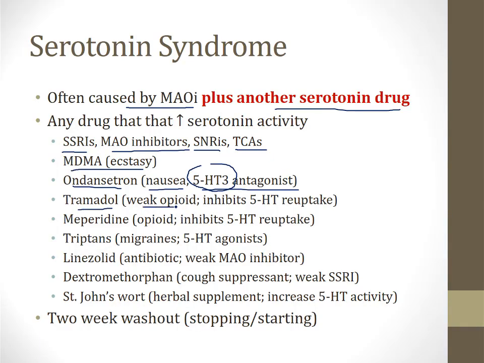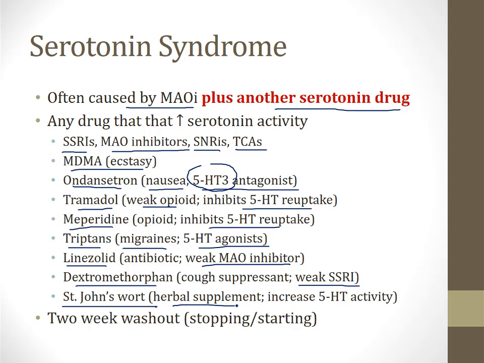Tramadol is a weak opioid, but it also inhibits serotonin reuptake, so that can lead to the serotonin syndrome. Meperidine is also an opioid that inhibits serotonin reuptake. Triptans are drugs used for migraine headaches. They are serotonin agonists. Linezolid is an antibiotic that I talk about in the infectious disease section, and it has weak MAO inhibitory activity, so if taken together with a MAO inhibitor, this could lead to the serotonin syndrome. Dextromethorphan is a cough suppressant, but it also works as a weak SSRI. And then finally, St. John's wort is an herbal supplement that some people take for depression, and the way that it works is by increasing serotonin activity, and therefore that can lead to the serotonin syndrome.